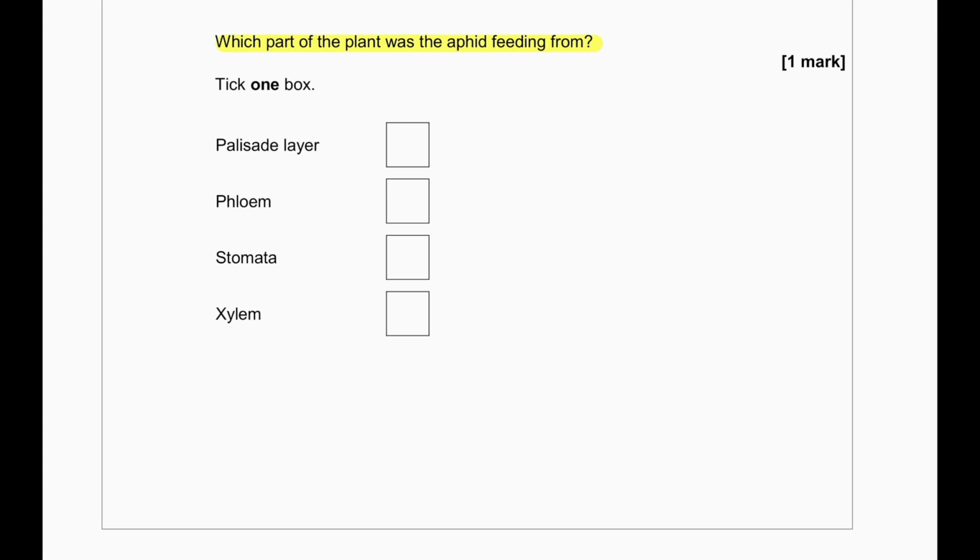Now we know that dissolved sugars are carried by the phloem. So phloem will be the right answer. Palisade layer, well, the stem doesn't contain a palisade layer, first of all. The second one is that the stem usually does not contain stomata, and xylem can only carry mineral ions in water. So phloem is the right answer.